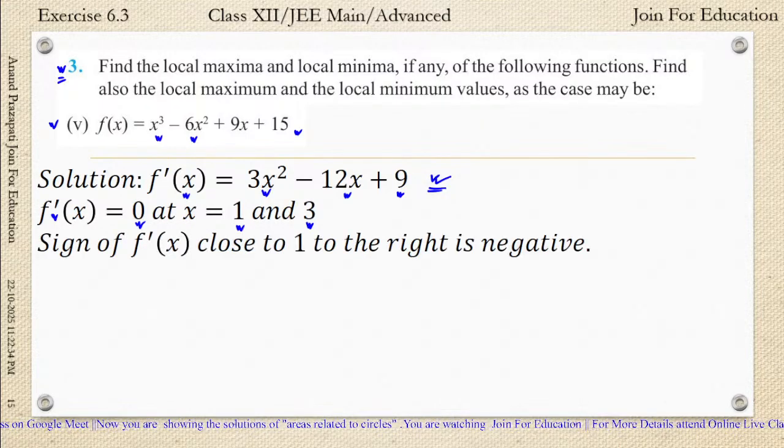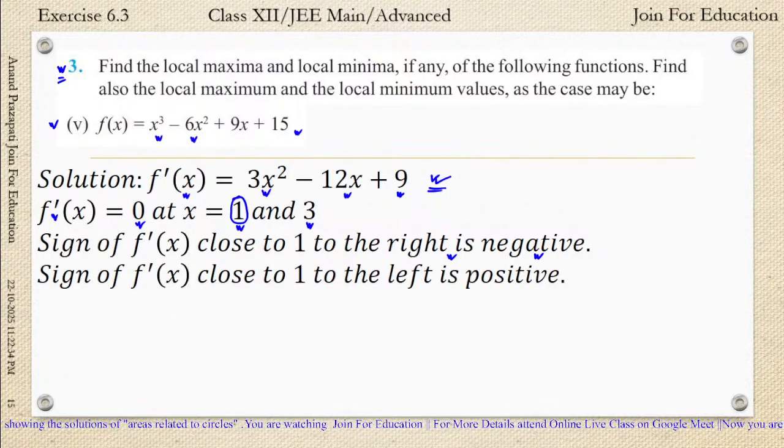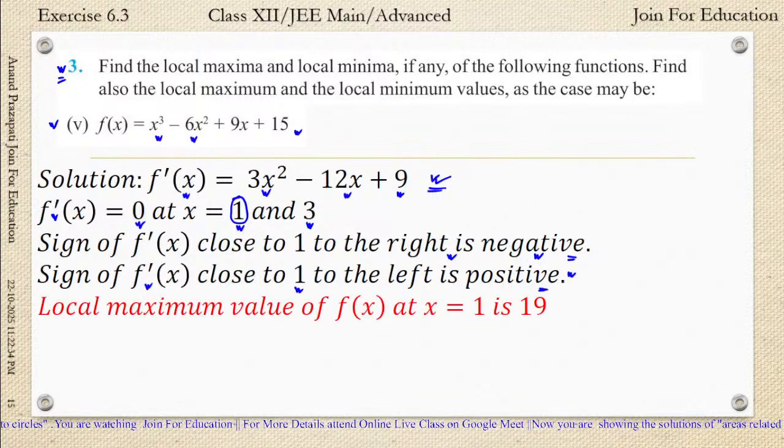Sign of f dash x close to 1 to the right is negative. Sign of f dash x close to 1 to the left is positive. Sign changes from negative to positive. Therefore, local maximum value of f x at x equal to 1 is 19.